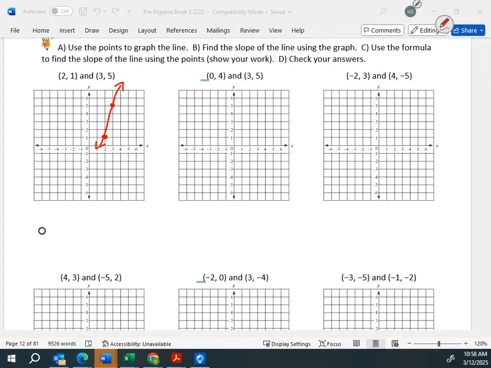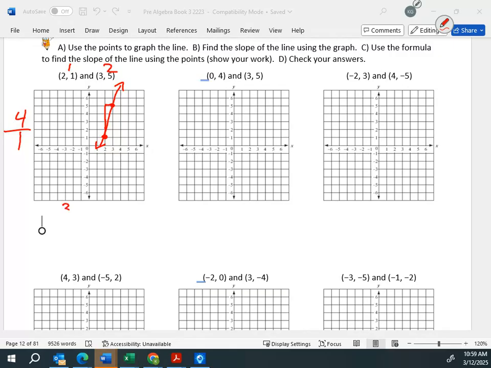Now I need to find the slope using the graph. So I go up 1, 2, 3, 4. I'm going up, so it's positive. I'm going to the right, 1. So my slope I found from the graph is 4 over 1. Now I'm going to show the work using the formula. I'm going to call this my first ordered pair and this my second ordered pair.